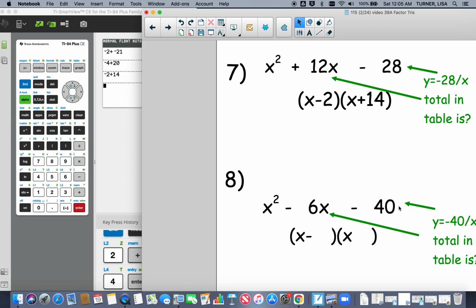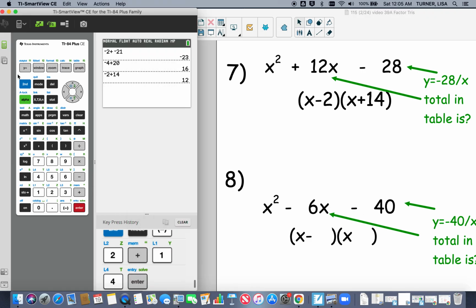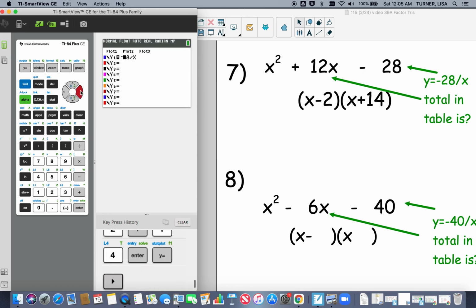Notice that every time you see a trinomial, you think, oh, I don't have a GCF. There's no x at the end. I'm going to put my parentheses with the x's there, and I'm going to put in my calculator. So let's do a negative 40. I'm just going to type over that 28, make my life easier here.